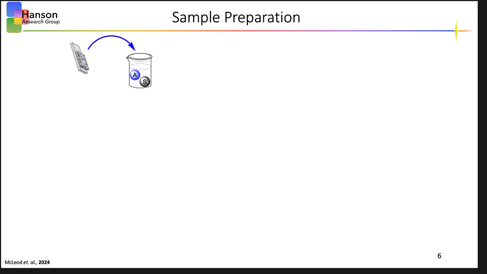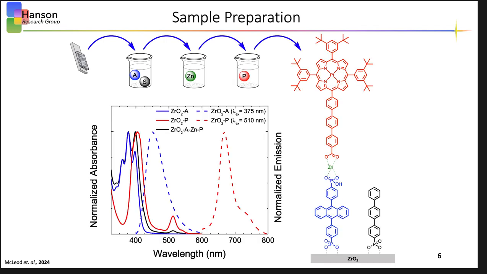To start, our samples are prepared by stepwise soaking of zirconia thin films, first in a co-solution of anthracene and spacer, followed by a zinc linking ion solution, and finally a porphyrin solution. The resulting bilayer formation can be observed by UV-vis, where the black trace clearly shows that both anthracene and porphyrin features are together in the bilayer assembly.